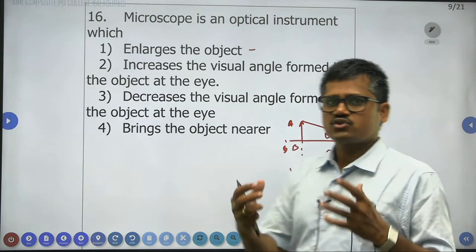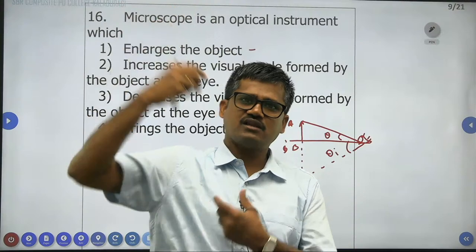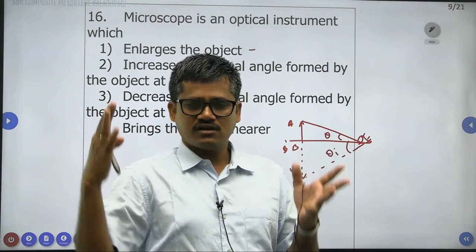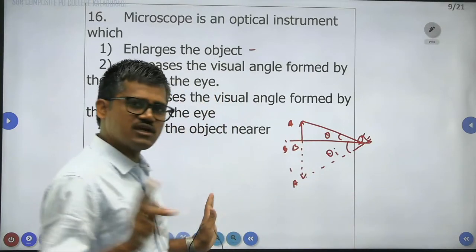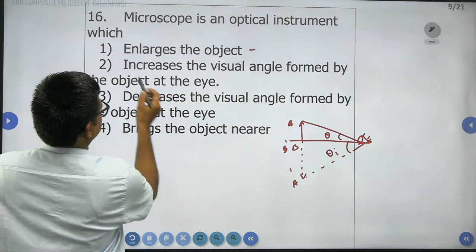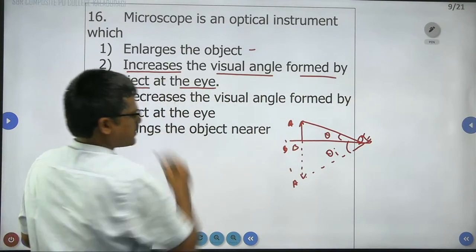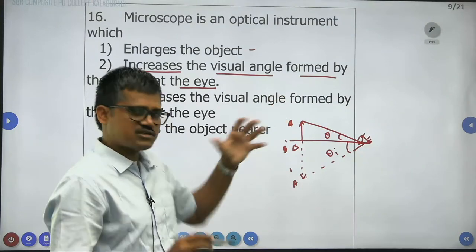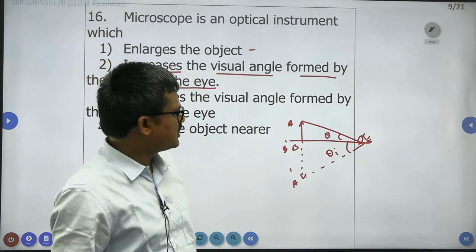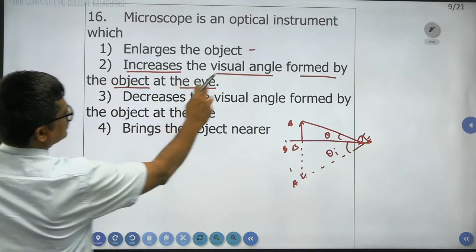When a person can see, if the angle subtended by that object at the eye is more, then the eye can resolve, or I can see a distinct and very clear image. What an optical device does is increase the visual angle formed by the object at the eye. Am I right or not? So when I look through an optical device, the object appears bigger and subtends a bigger angle at the eye, and then we can comfortably see the image of that object. Got my point? So it will increase the visual angle.